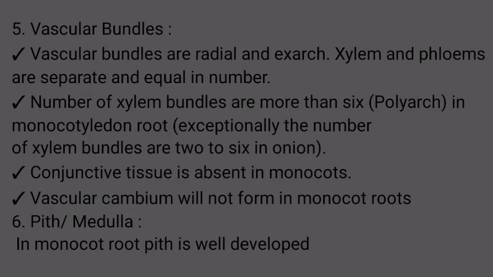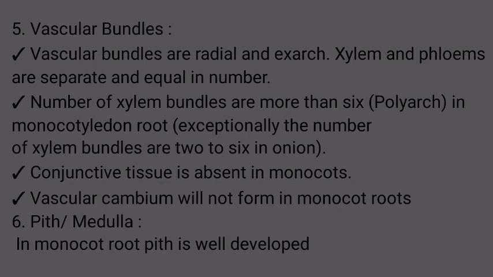Fifth one, vascular bundles. Vascular bundles are radial, which means xylem and phloem are situated on different radii, and exarch. Exarch means protoxylem is present towards the periphery, metaxylem towards the center. Xylem and phloem are separate and equal in number, arranged alternately. The number of xylem bundles is more than 6 in monocotyledonous plants, which is called polyarch condition. Exception: onion is a monocotyledonous plant, but it contains 2 to 4 vascular bundles. Conjunctive tissue is absent in monocotyledonous roots. Vascular cambium also does not form in monocot roots because monocot roots do not show secondary growth.